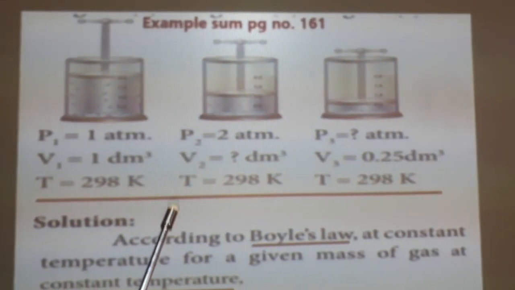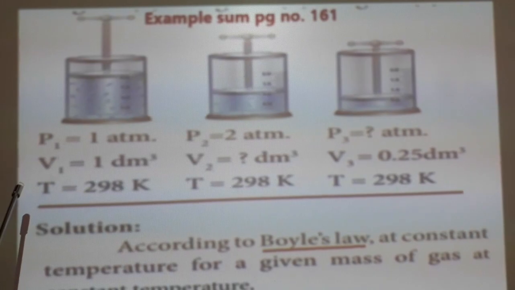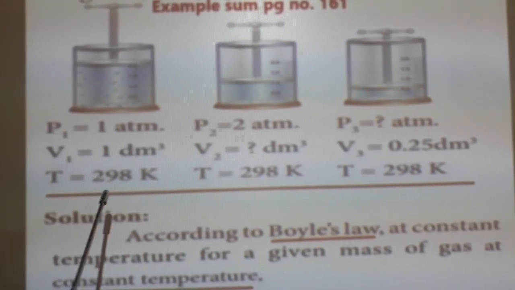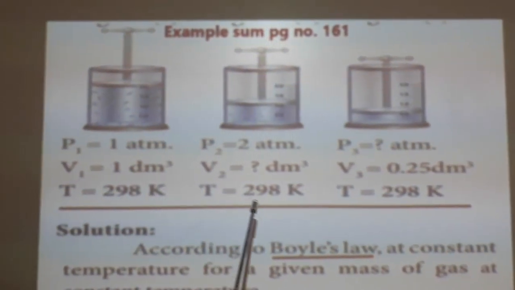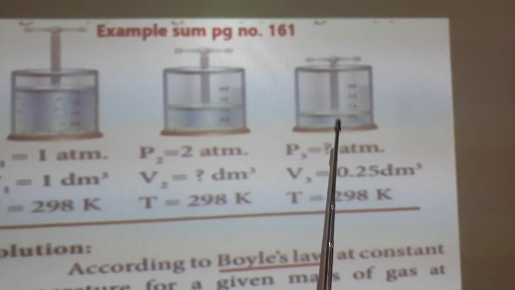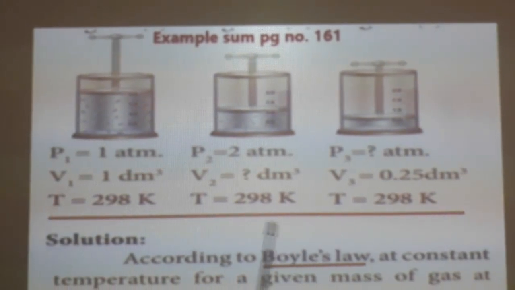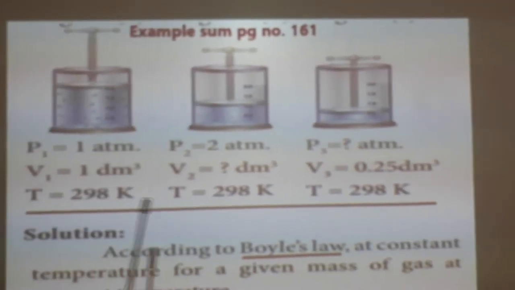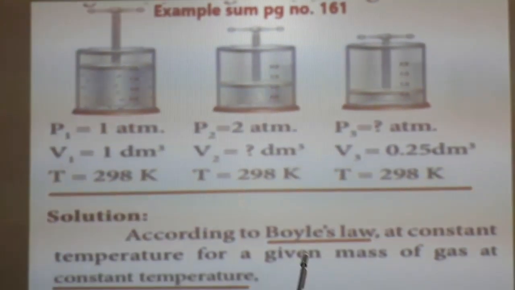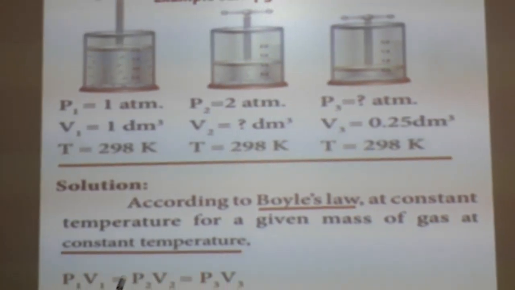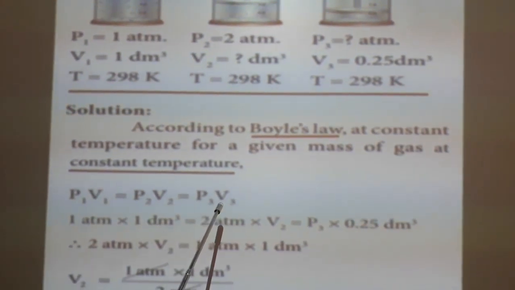The sum is given in our book, page number 161. See the data: pressure is 1 atmosphere, volume is 1 decimeter cube, temperature is 298 Kelvin. Here P2 is 2 atmosphere, V2 is not given, and temperature is 298 Kelvin. P3 is not given, but V3 is given as 0.25 decimeter cube. Only the temperature is the same. So the temperature is constant, but only the P and V values vary, which means the law is Boyle's law. Based on Boyle's law at constant temperature, the equation is P1 V1 is equal to P2 V2 is equal to P3 V3.